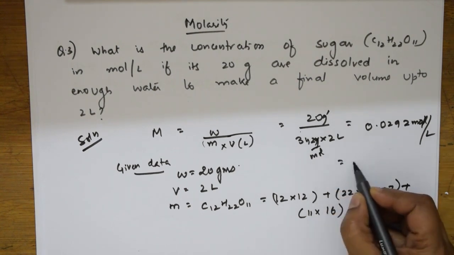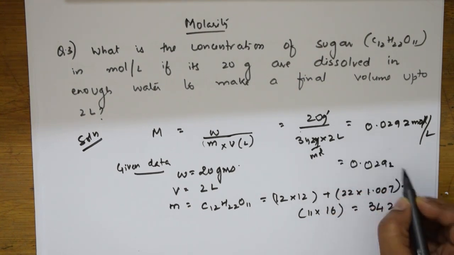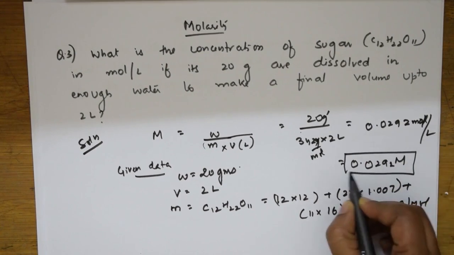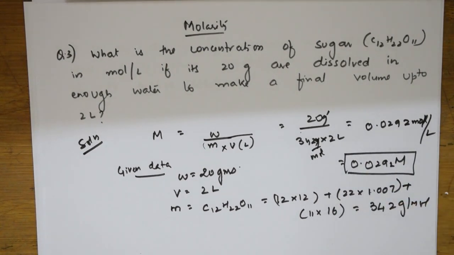So finally, how can you write this? 0.0292 molar solution. This is how you're going to explain. Hope this is clear to you all. Yes. Let us come back and see the next question.